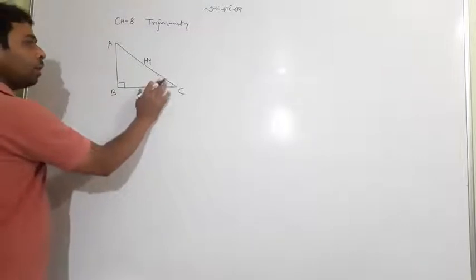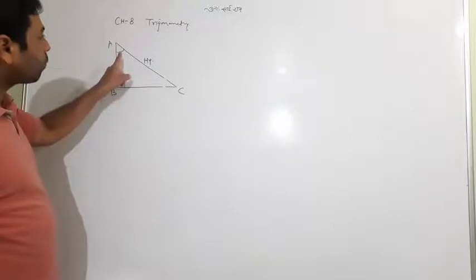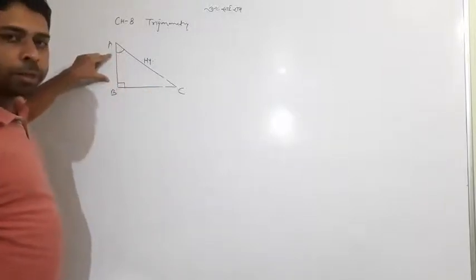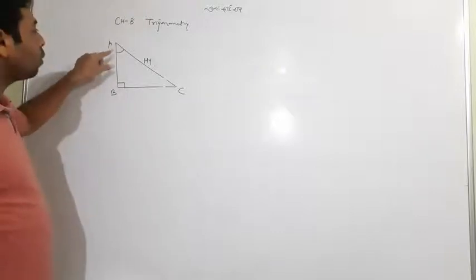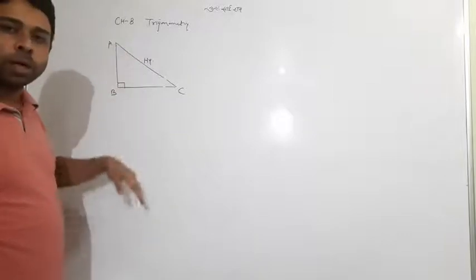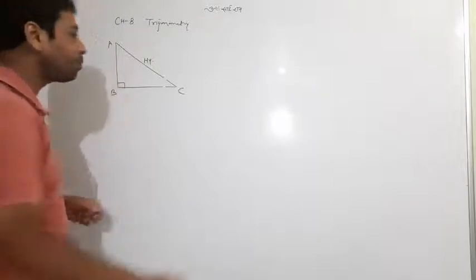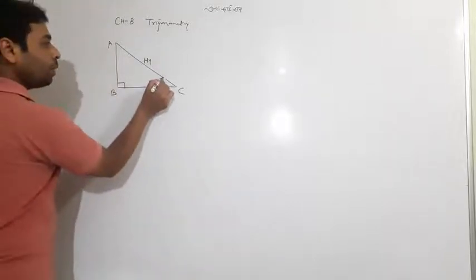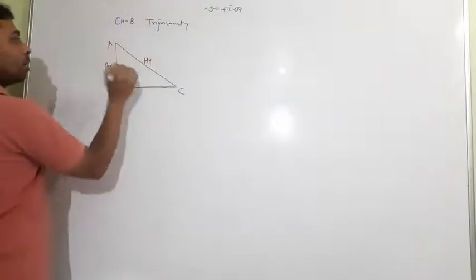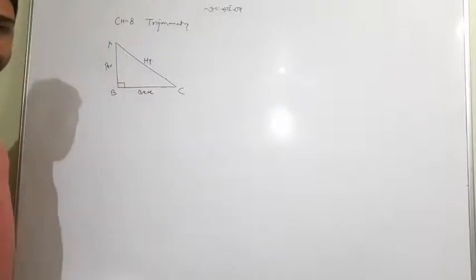If I work on this acute angle, then in front of the acute angle BC will be the perpendicular and AB will be the base. So don't worry: when we do the questions or the concept work, it will be decided on which acute angle we are working. Okay, now we have three sides: hypotenuse, suppose this is the perpendicular, and this is the base. It is a simple assumption.